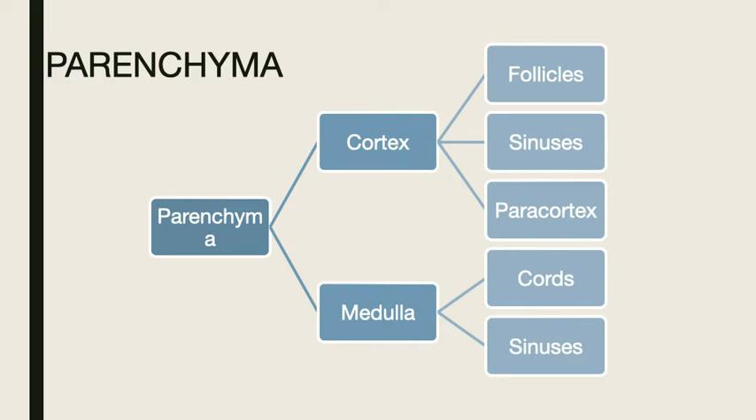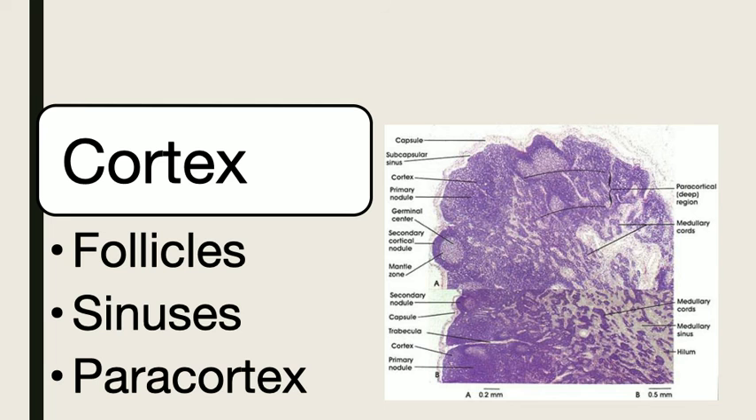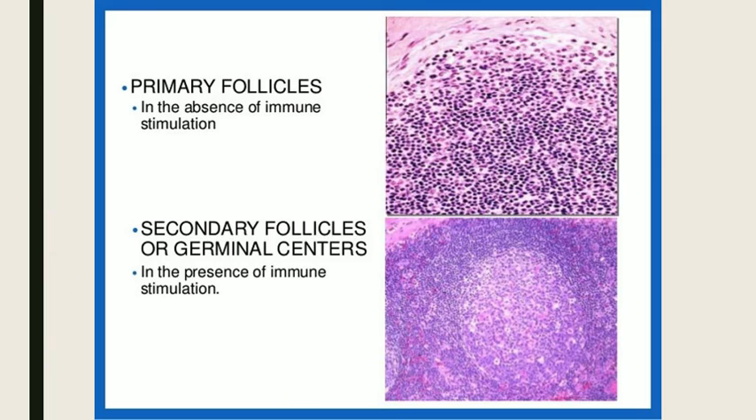The parenchyma of the lymph node, as we mentioned before, is formed of cortex and the medulla. The cortex is formed of follicles, lymph follicles, sinuses, and paracortex. The medulla is formed of cords and sinuses. As we see here, the cortex is formed of follicles, sinuses, and paracortex.